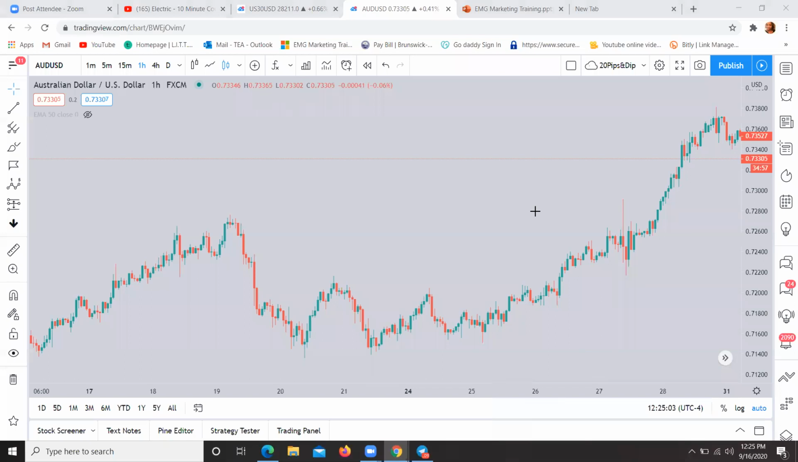NYB, coach, can we add orders when price touches the trend line or EMA? Yes, you can. All right, we answered that question already. I answered that question about the trend lines, 2 to 3 touches.